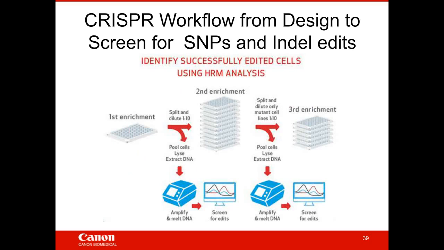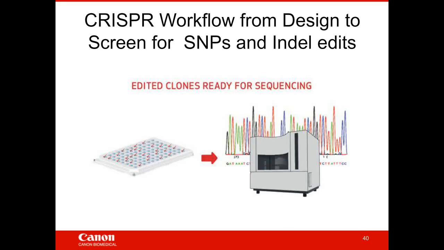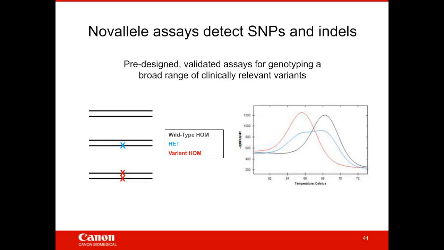Next is to continue with enrichments and successfully identify cells with the wanted mutation by HRM analysis. Cells that are determined to be wild type can be removed from the study. You will want to only move forward with heterozygous and homozygous cells. Finally, after the cell line has been edited, you can send the final edited cells to sequencing to verify the edit. Using this method decreases upfront costs for screening early enrichments of the CRISPR-derived clones and limits the amount of sequencing needed to screen your CRISPR clones.